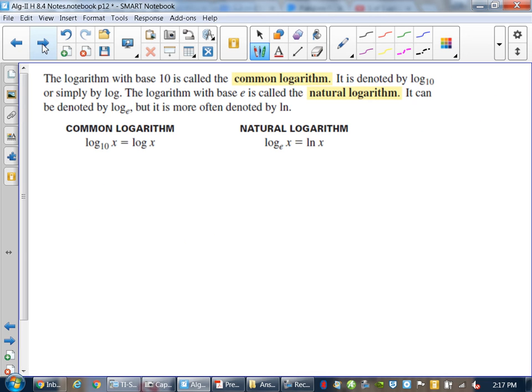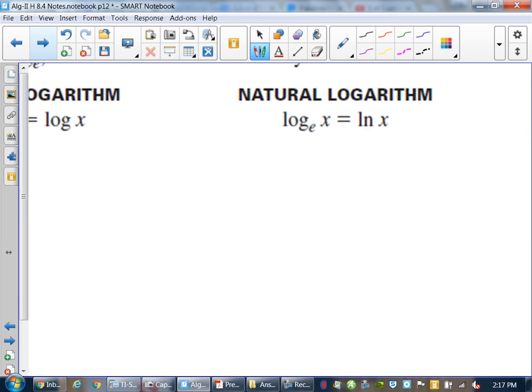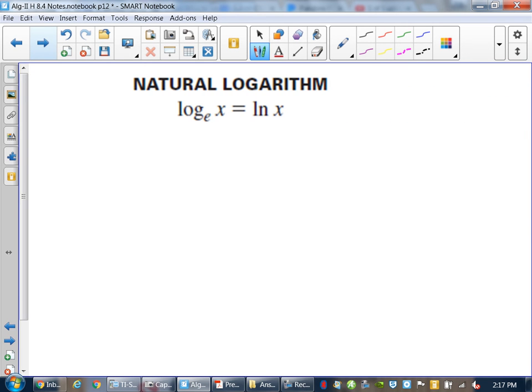Let's look at another one. Look at this, a whole thing about common log. Anyway, we have to talk about natural log. We've already talked about common log. Common log's not a big deal. Natural log is the goofball. Natural log is when you have log base e.